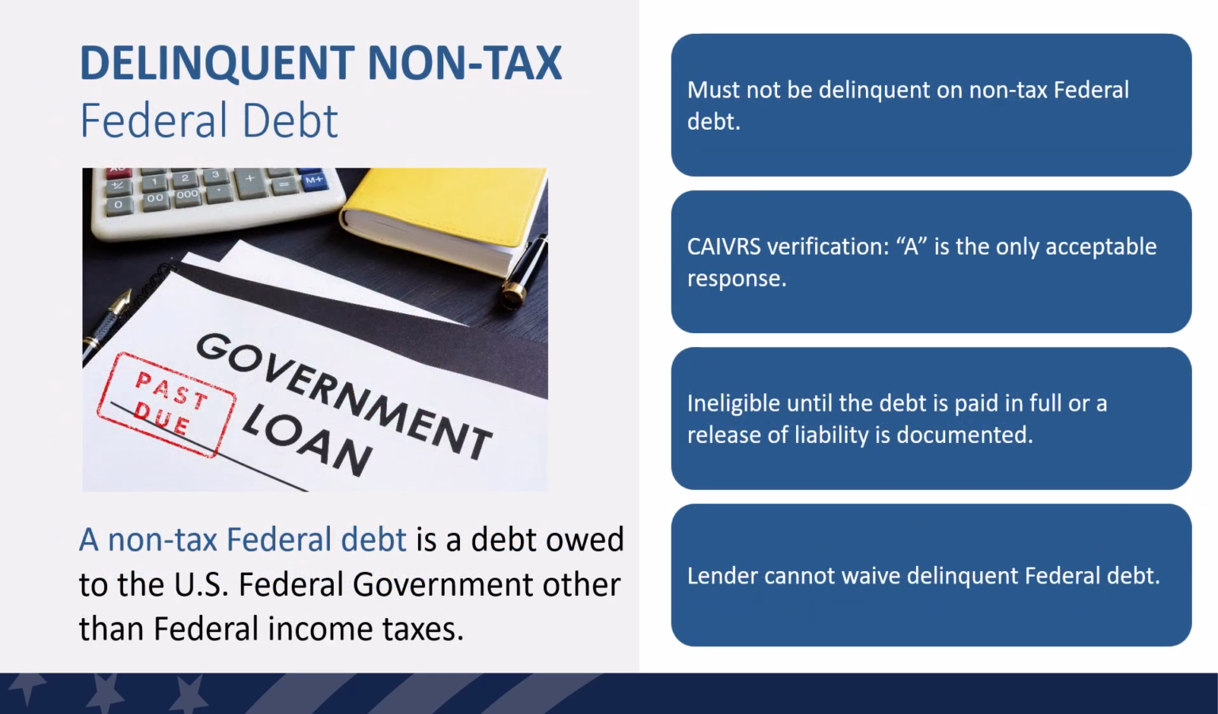A non-tax federal debt is a debt owed to the U.S. federal government other than federal income taxes. Federal debts are typically discovered when the lender reviews the Waivers results, credit report, public records, or equivalent. An applicant with a delinquent federal non-tax debt is ineligible unless the debt is paid in full or a release of liability is documented.